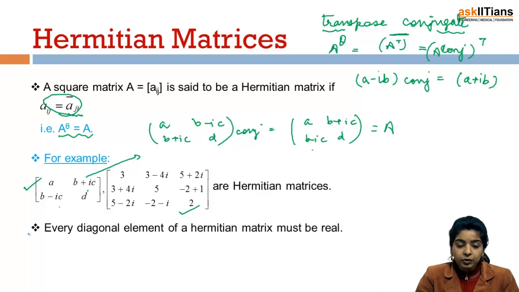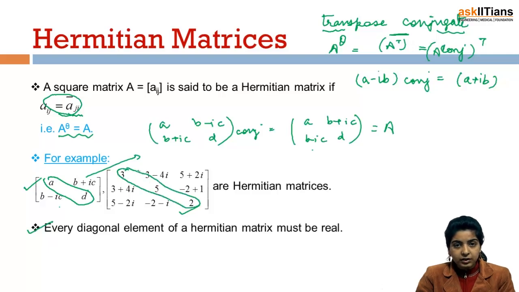An important property of Hermitian matrices is that every diagonal element of a Hermitian matrix is always real. You can see in the examples also that the principal diagonal elements are always real. So this is an important property of Hermitian matrices that you must remember.